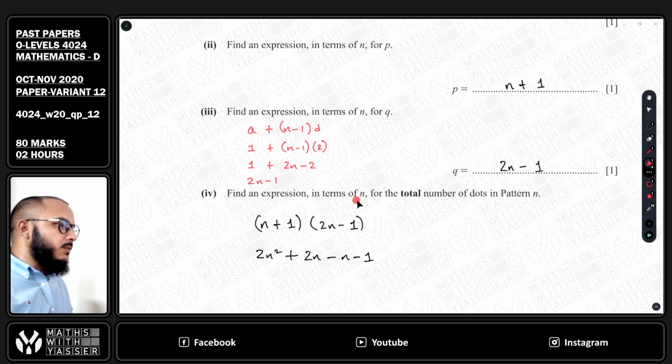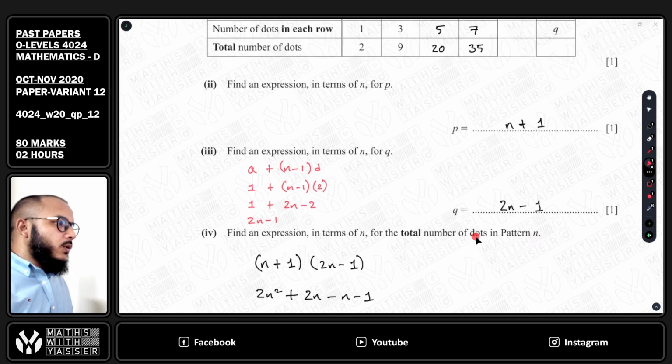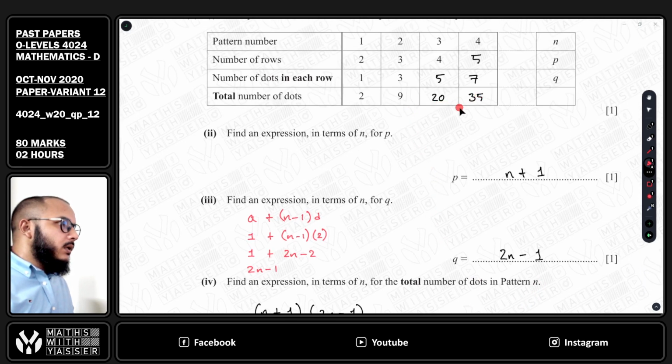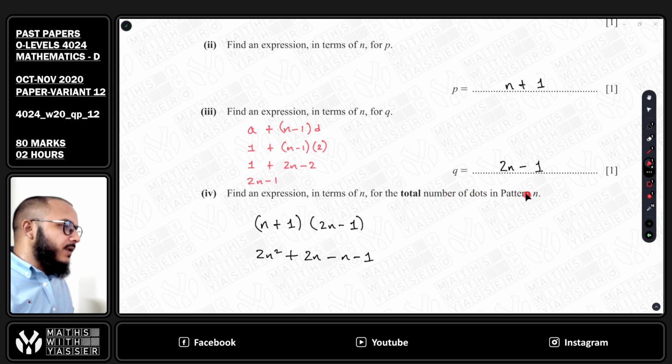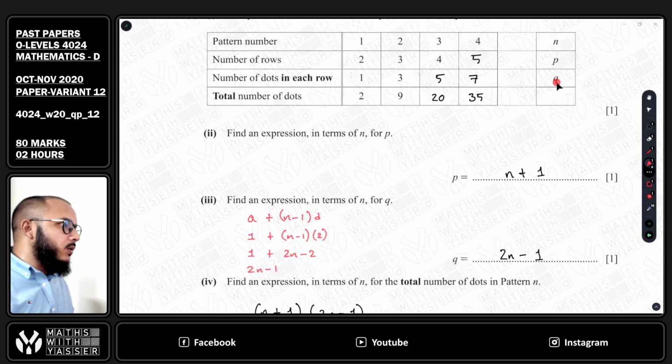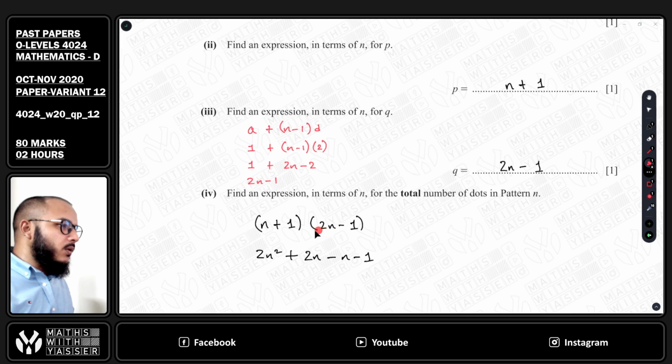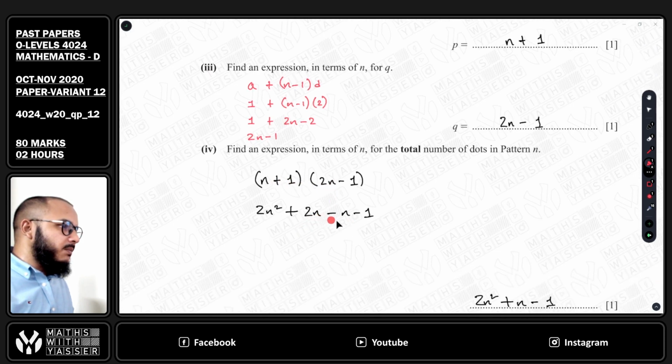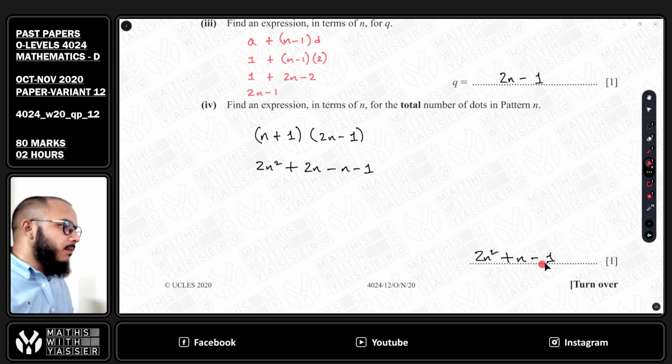Finally, we need to find an expression in terms of n for the total number of dots in pattern n. So what have we done previously to find the total number of dots in the patterns? We simply multiplied this and this to get the value 20, and to get the value of 35, we multiplied 7 times 5. Similarly, since we are asked to express this in terms of n, we can simply multiply p and q. So p was n plus 1 and q was 2n minus 1. So your final answer could be this, or you can simply multiply them and simplify, and you will get 2n squared plus n minus 1.